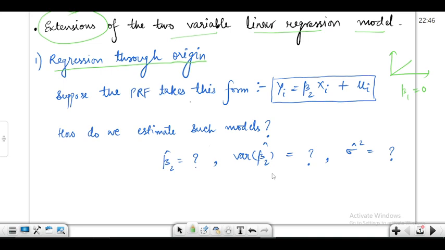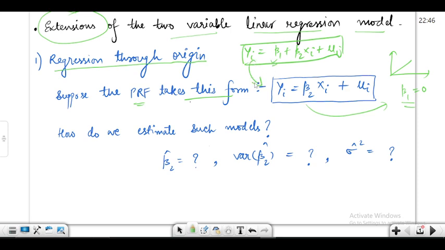Suppose the population regression function takes this form: yi is equal to beta 2 xi plus ui. Here your beta 1 is equal to 0. Normally we have beta 1 plus beta 2 xi plus ui, but in the special case where beta 1 is equal to 0, that term is 0, and we get yi equal to beta 2 xi plus ui.